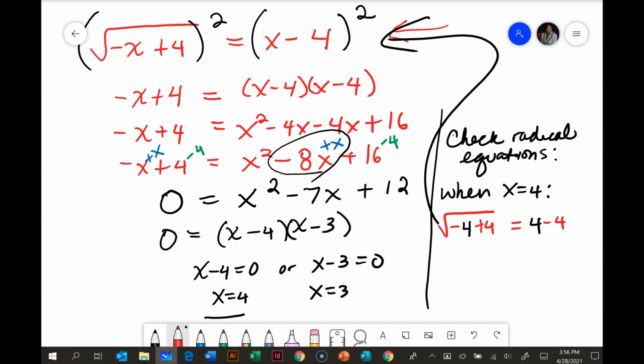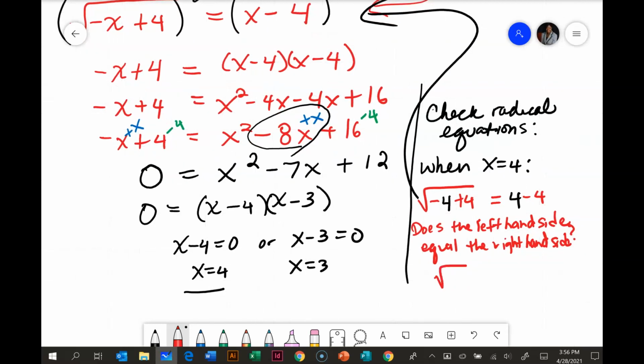Does the left hand side equal the right hand side? If you look under that radical, we have the square root of 0 equals 0. 0 does equal 0. Check. So x equals 4 is an actual solution.